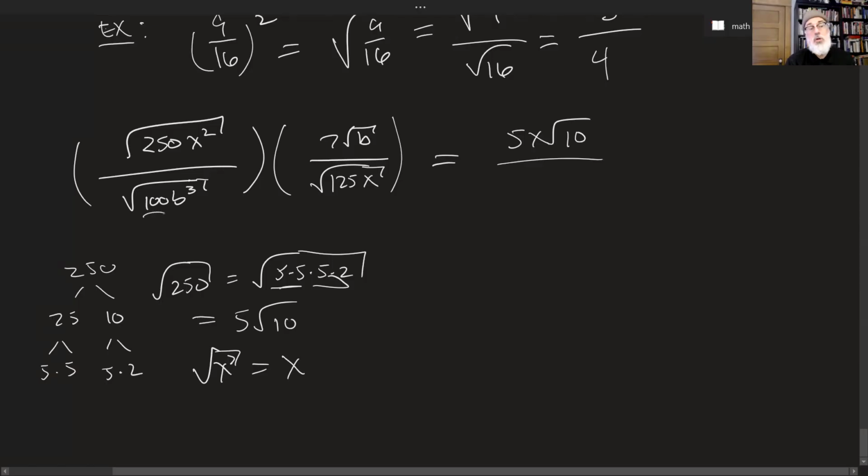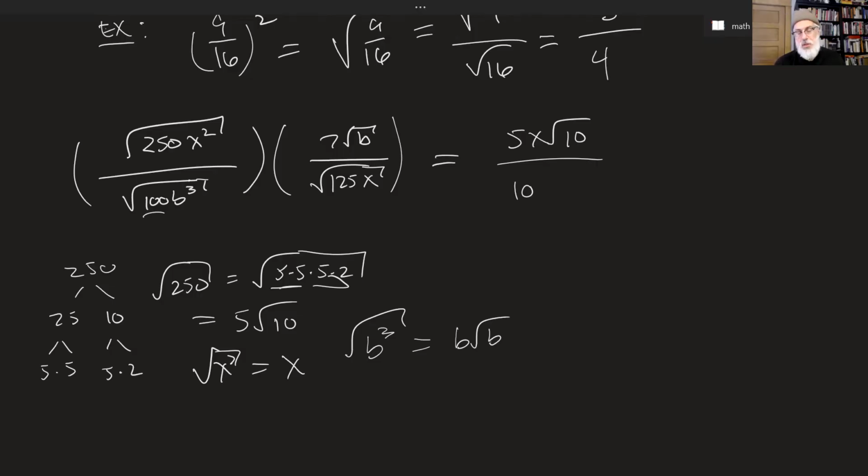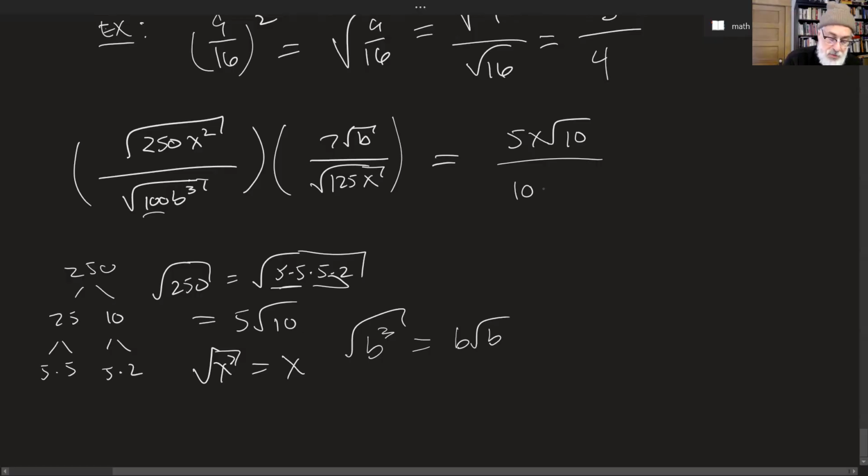Now we know that 100 is a perfect square, so that means we're going to have 10, because 10 squared is 100. And b to the third square root is going to be b square root of b. Why is that? Because b times b times b gives me b to the third square root. I take out the pair. So that leaves me with 10b square root of b. Let's leave 7 square root of b alone here.